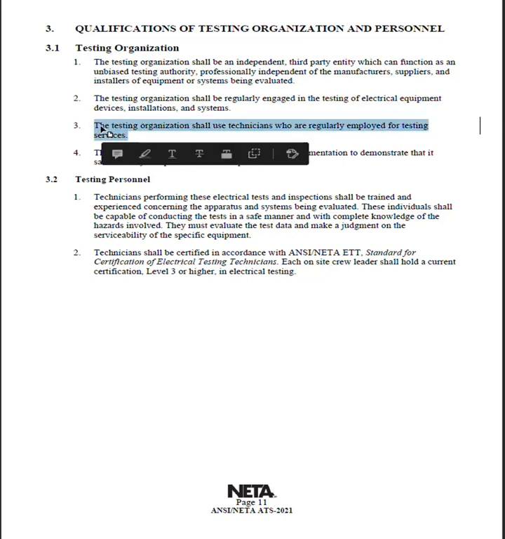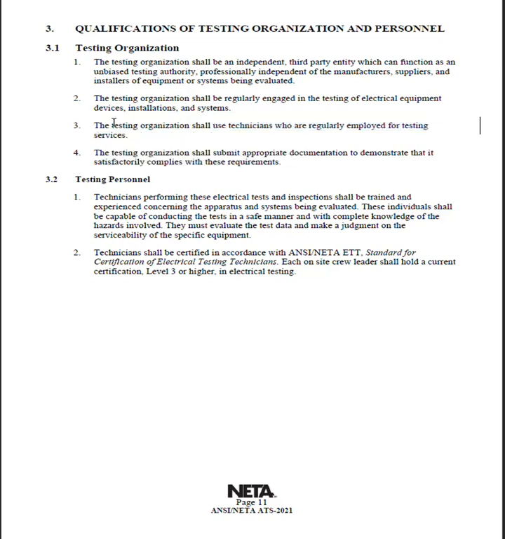Next thing is test technicians, right? These should be full-time, regularly employed for testing services. These are not people that you just call in off the street half time. Those are not your test technicians. Those are not your NETA certified technicians. These people are full-time, regularly employed for testing. Okay.